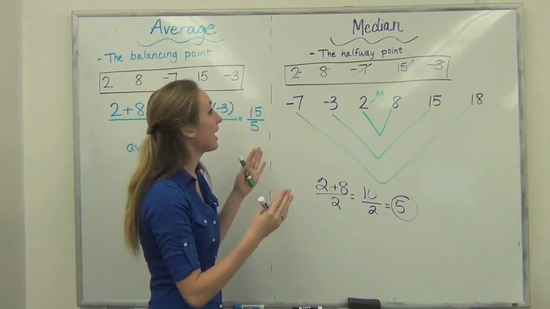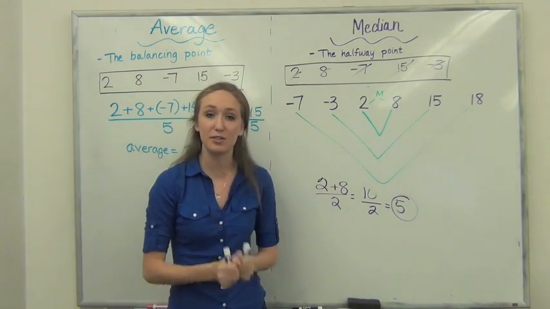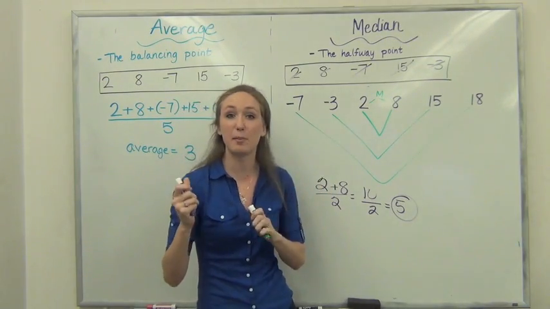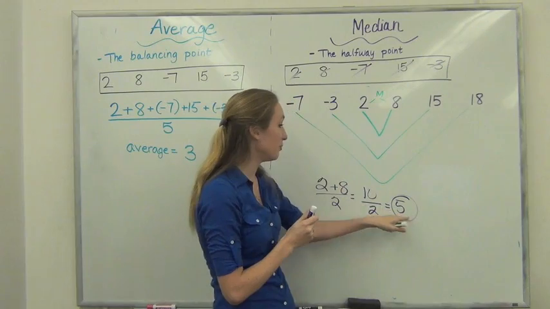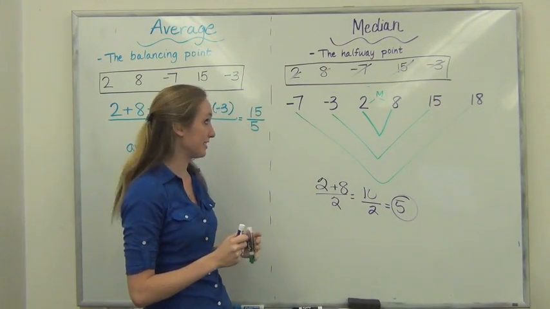So for finding that halfway point, just line up your dance partners. If it's an odd list, it'll be a number directly on there. If it's an even list of numbers, then you might end up with a number that's not even listed.